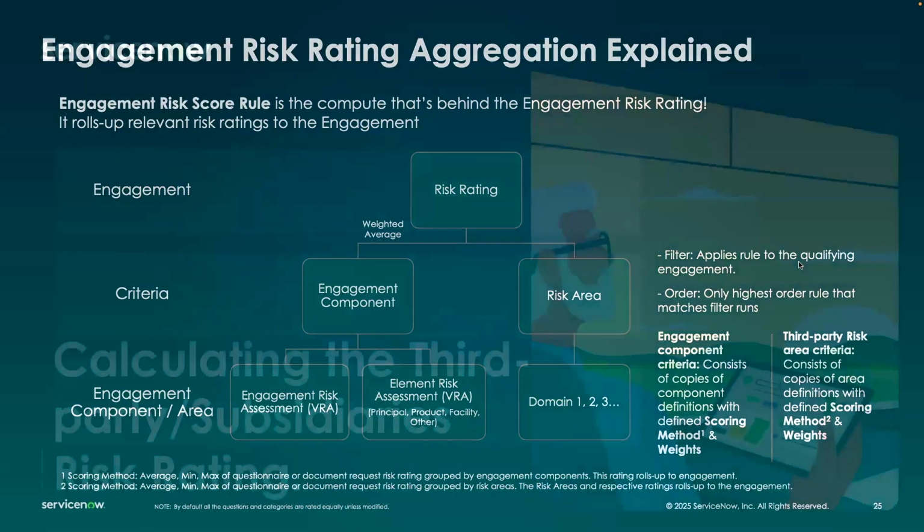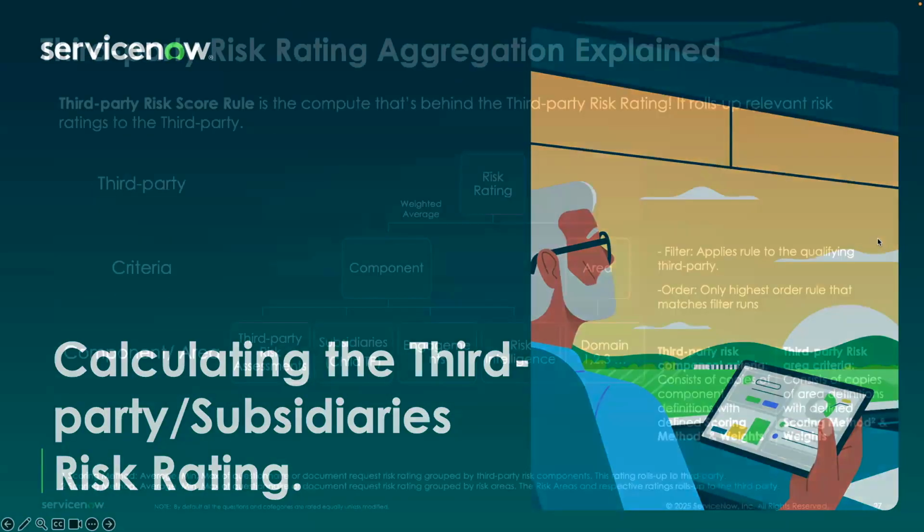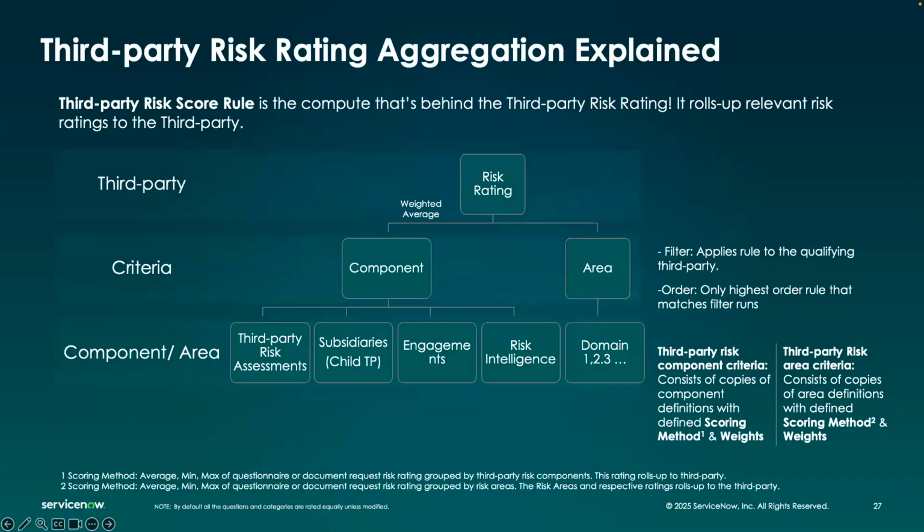Moving on, calculating the third party or subsidiaries risk rating. Now that we have seen how engagement risk ratings are calculated, let's take a look at how risk is rolled up to the third party level using the third party risk scoring rule. At the top of the hierarchy is the third party risk rating. This is the ultimate outcome we are trying to compute.